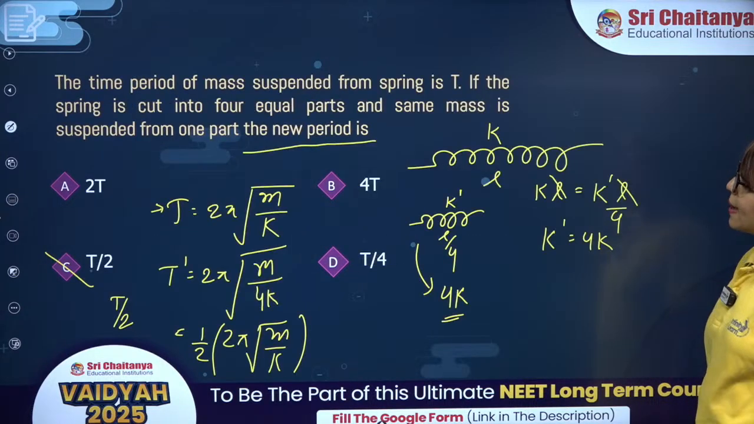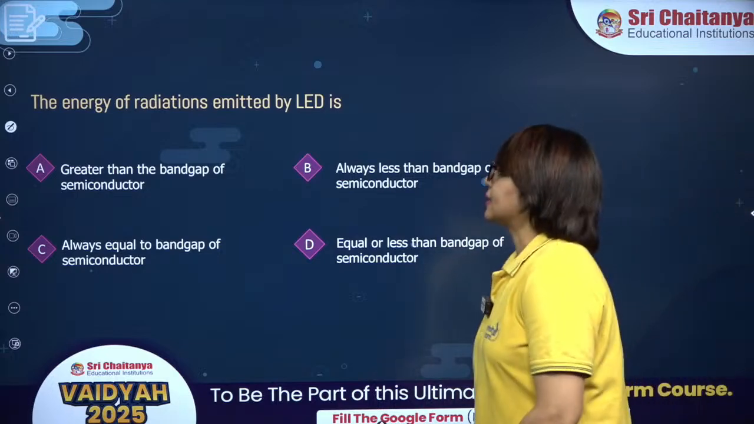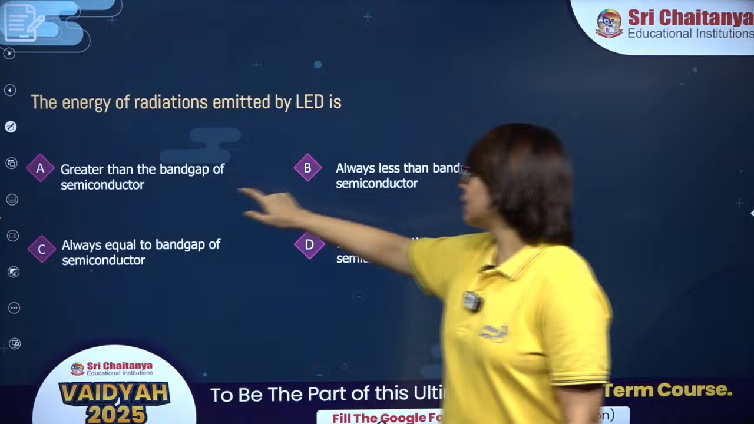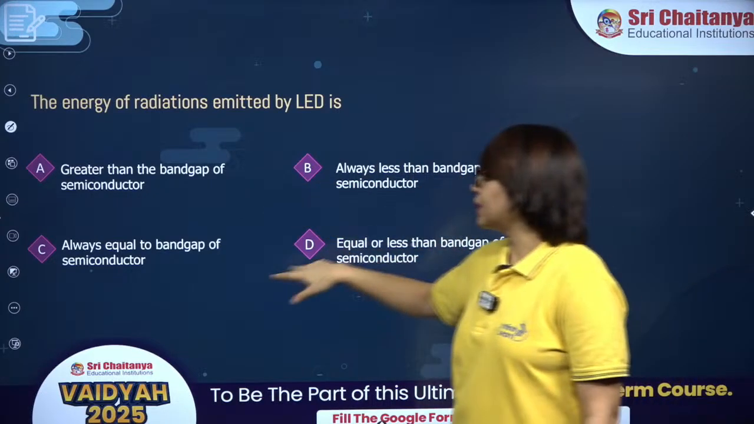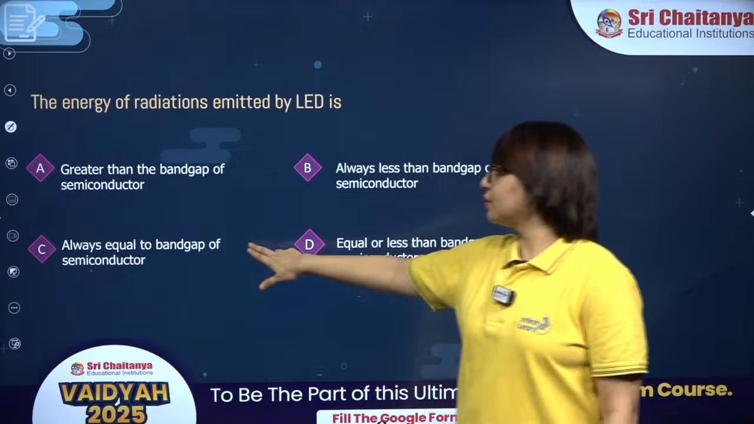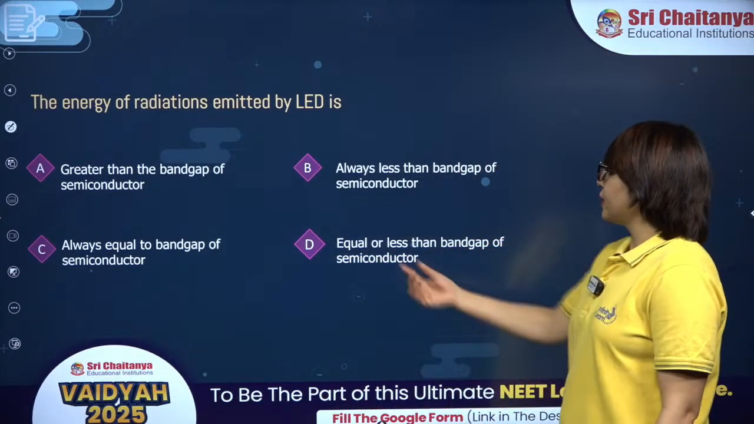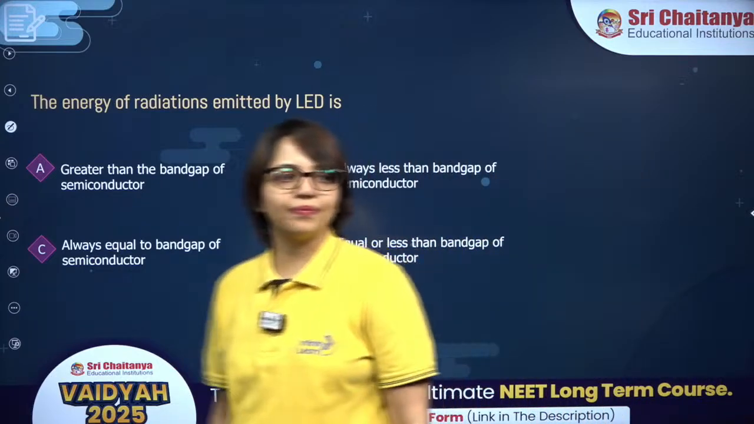Let's try this one. The energy of radiations emitted by LED is option A, greater than the band gap of semiconductor. Option B, always less than the band gap of semiconductor. Option C, always equal to the band gap of semiconductor. And option D, equal or less than the band gap of the semiconductor.